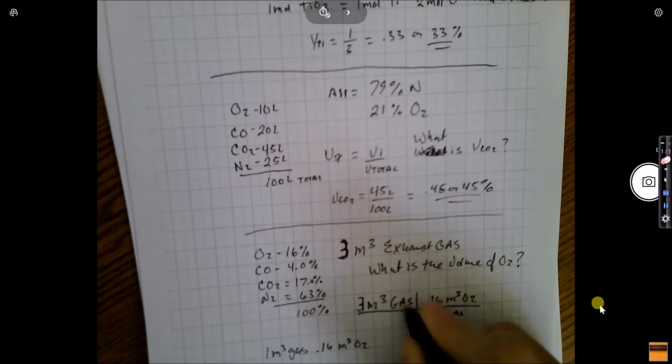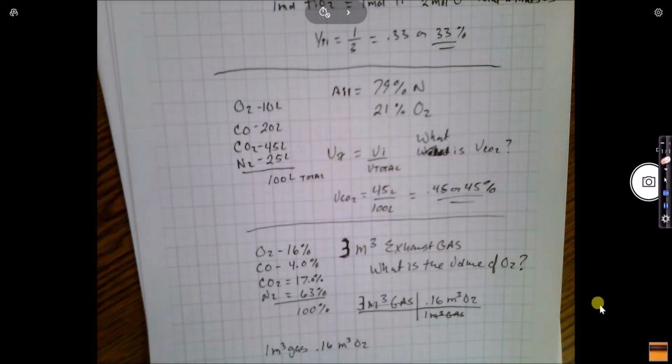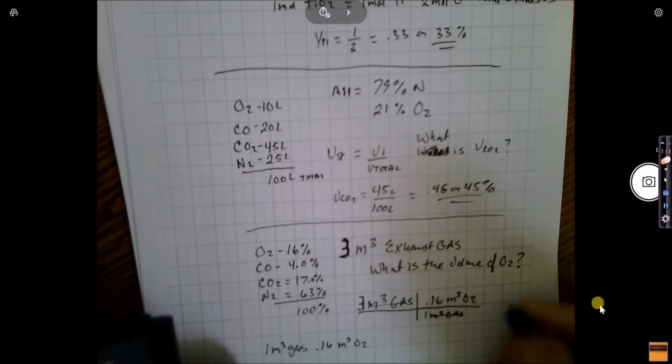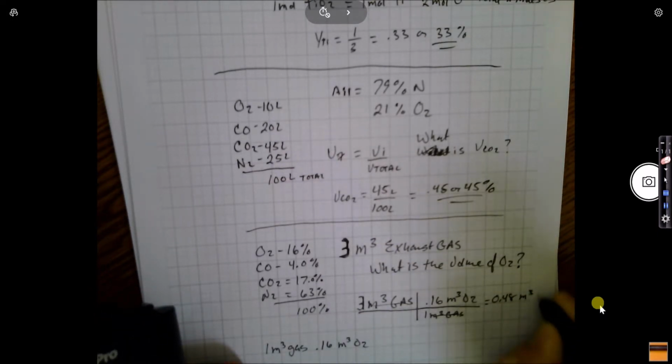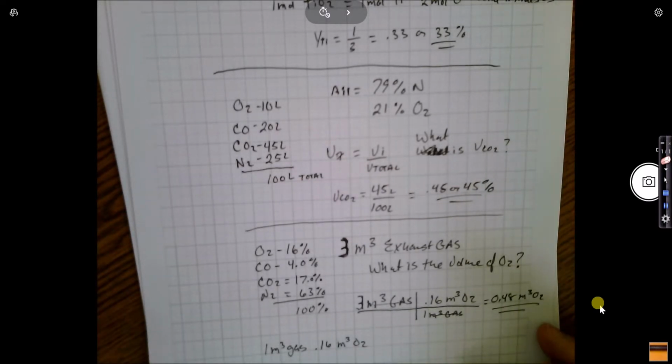Our cubic meters of gas will cancel, and we'll end up with cubic meters of O2. So 3 times 0.16 equals 0.48. All right, so we've solved for the amount of O2 in our exhaust gas.